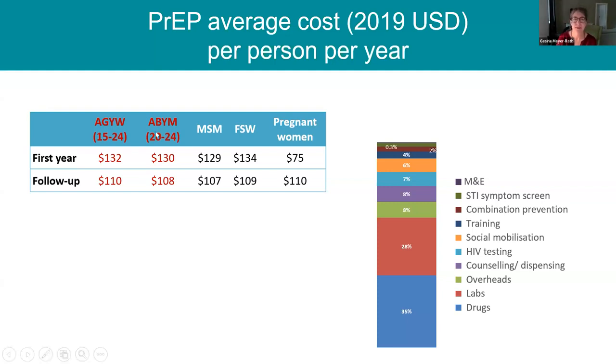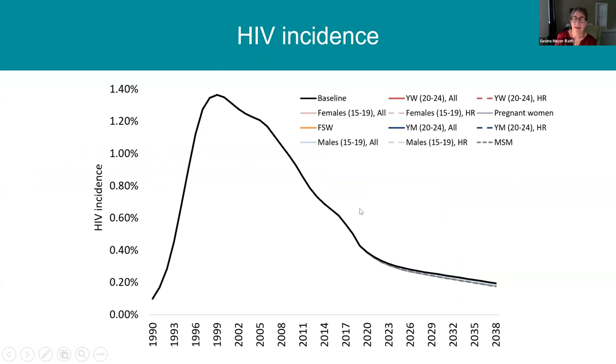But at that stage, we were looking at around $130 per person per year for the first year, slightly lower for the second year. And most of that was made up, or a good third, of the drugs, another almost third by the labs. And even though we included social mobilization and M&E and all kinds of other overheads, they only made up the last third. Now, what does it do in terms of the impact on the HIV response?